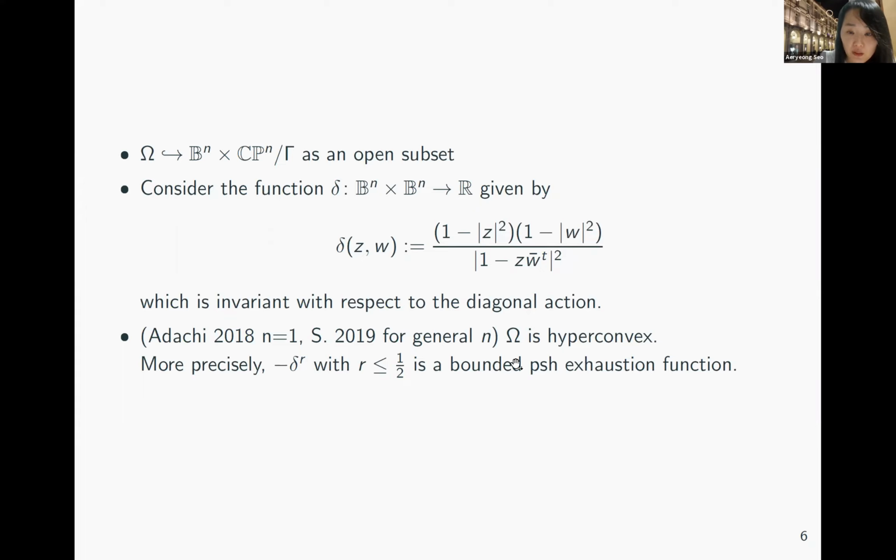And another property of this omega is that it is hyperconvex. So more precisely, this delta defines a plurisubharmonic exhaustion function. Here, if r is less than or equal to 1/2, then it is plurisubharmonic. And actually, the Diederich-Fornaess index of this domain is 1/2.